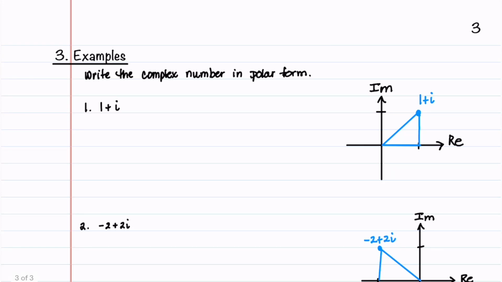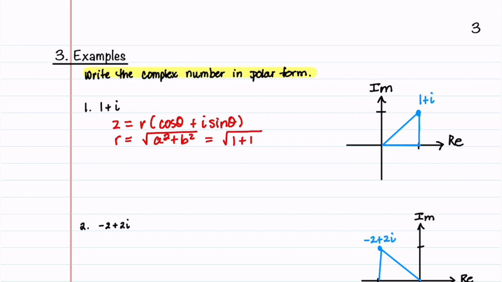In this video, I'm going to walk you through examples of writing a complex number in polar form. We'll begin by writing our formula. Z is equal to r times cosine theta plus i sine theta. r is equal to the square root of a squared plus b squared. And this is going to be the square root of 1 plus 1, which is root 2.